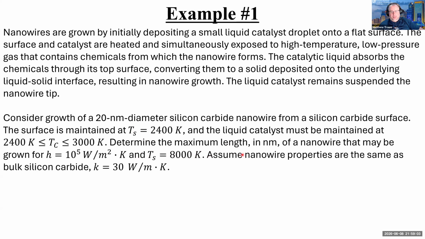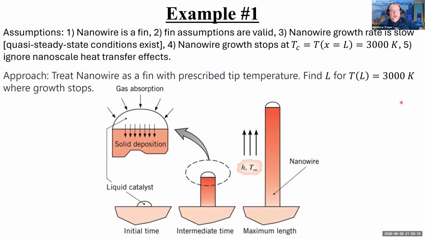Assume nanowire properties are the same as bulk silicon carbide. For these temperature conditions, the k value for bulk silicon carbide is 30 watts per meter Kelvin. Okay, so we've already seen this graphical representation of what's happening, so I won't go through this again. But here are my assumptions.